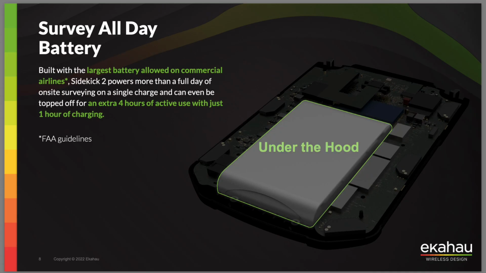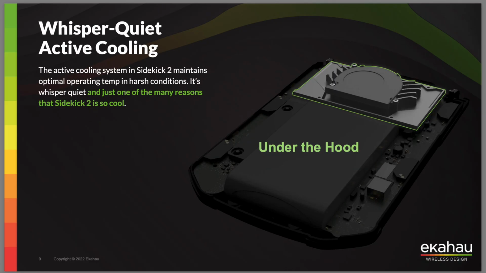Next is the battery. It has 4 hours active battery, 1 hour charging. This is one of the few batteries that are allowed, due to its size, into the cabin based on the FAA guidelines. Therefore, the surveyor can carry the Sidekick with them in the cabin without any issues. Next is the active cooling system that is built into the Sidekick, which maintains an optimal operating temperature, resulting in very stable Wi-Fi data results that are captured.